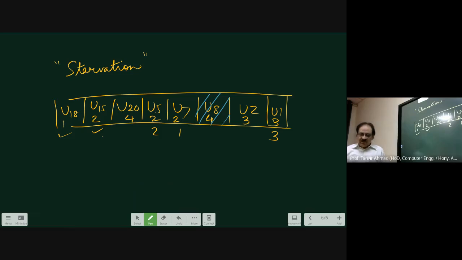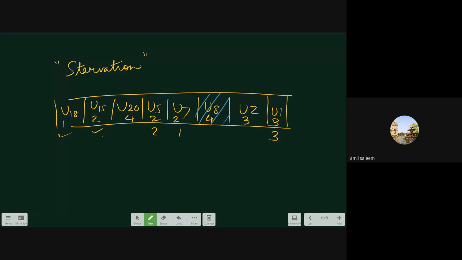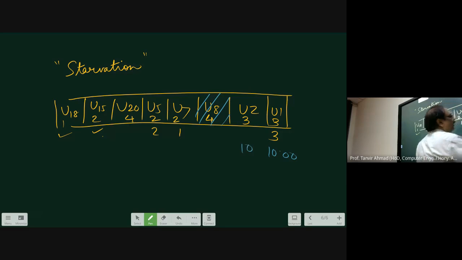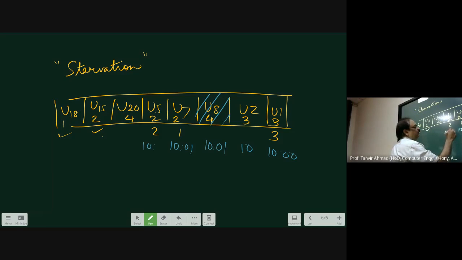Because all the processes which are going to enter have a higher priority than you. Now consider the time. This enters, suppose, at 10 o'clock. This enters at 10 o'clock. This enters at 10 o'clock. This enters say at 10:01. This enters at 10:02. This enters at 10:01. And this enters say at 10:05. This enters maybe at 10:04.